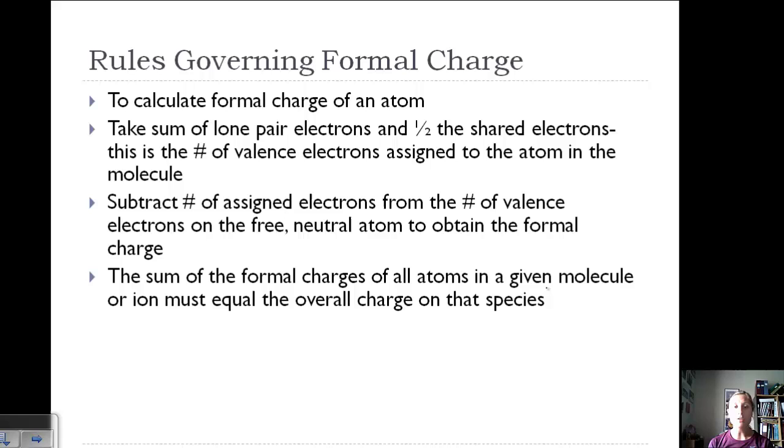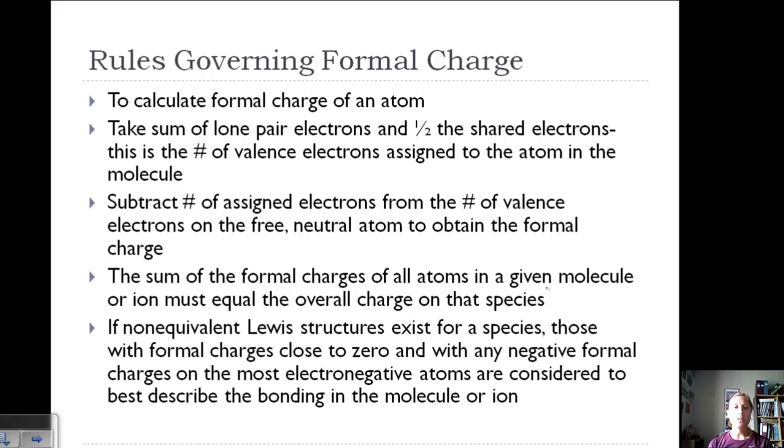And the sum of the formal charges of all atoms in a given molecule or ion have to equal the overall charge. So if it was a molecule and you added up all the formal charges on all the atoms, it should equal 0. And for an ion, it should equal the charge on the ion. So for the sulfate ion, the charge was -2. And if you go back to the formal charge for the one with the double bonds, 2 oxygens were -1, and so it would give you a total of a -2.